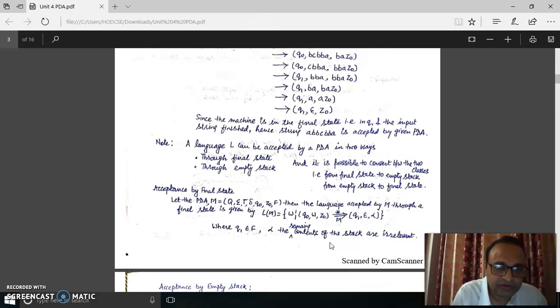So dear students, let me tell you that in PDA we can design a PDA where we will be accepting a string in 2 ways. One is through final state and another is through empty stack. So we will understand the same concept in part 3 of this video.